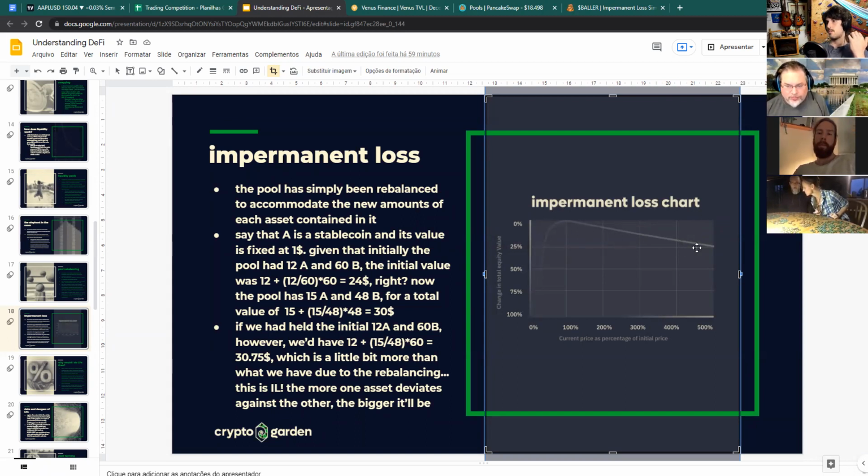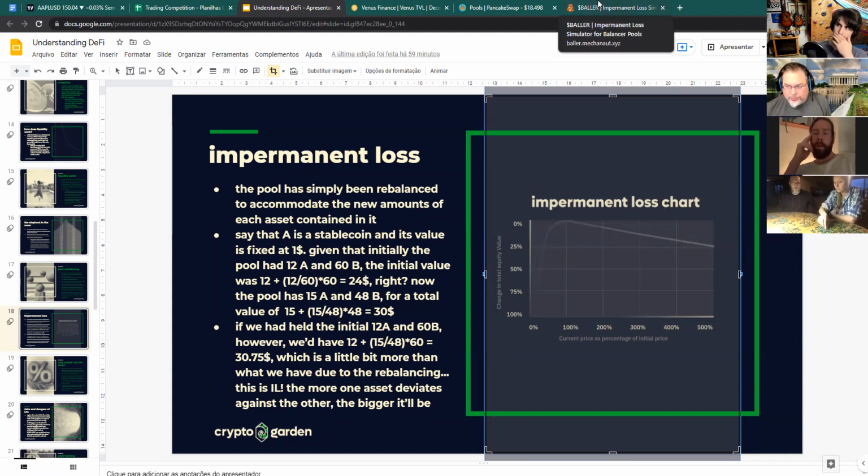So yeah, I don't know if there's one that graphs. I can look it up for you later, but isn't that a unique graph for each individual pair? No, it is like this is the current price as a percentage of the initial price, right? So let's say Ethereum goes up by 100%. So it is 200% of what it was initially, correct? So the impermanent loss would be approximately right here.